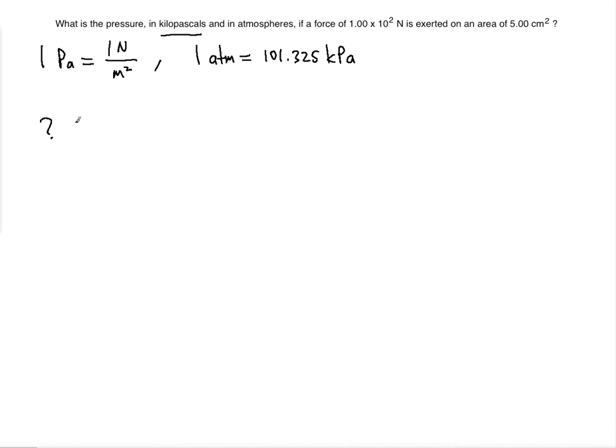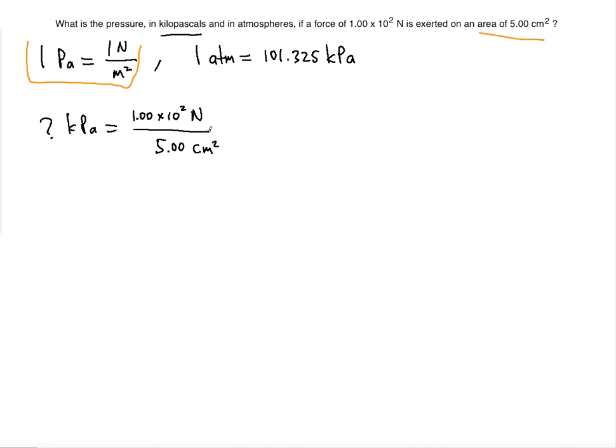So the number of kilopascals in pressure, we're going to take this sum here, 1.00 times 10 to the second power newtons, right? Divided over 5.00 centimeters squared. Right? Because we know that the pressure, as you can see here, is dividing the newtons by the area, right? So here we obviously are going to divide by the area, because that's the area provided.